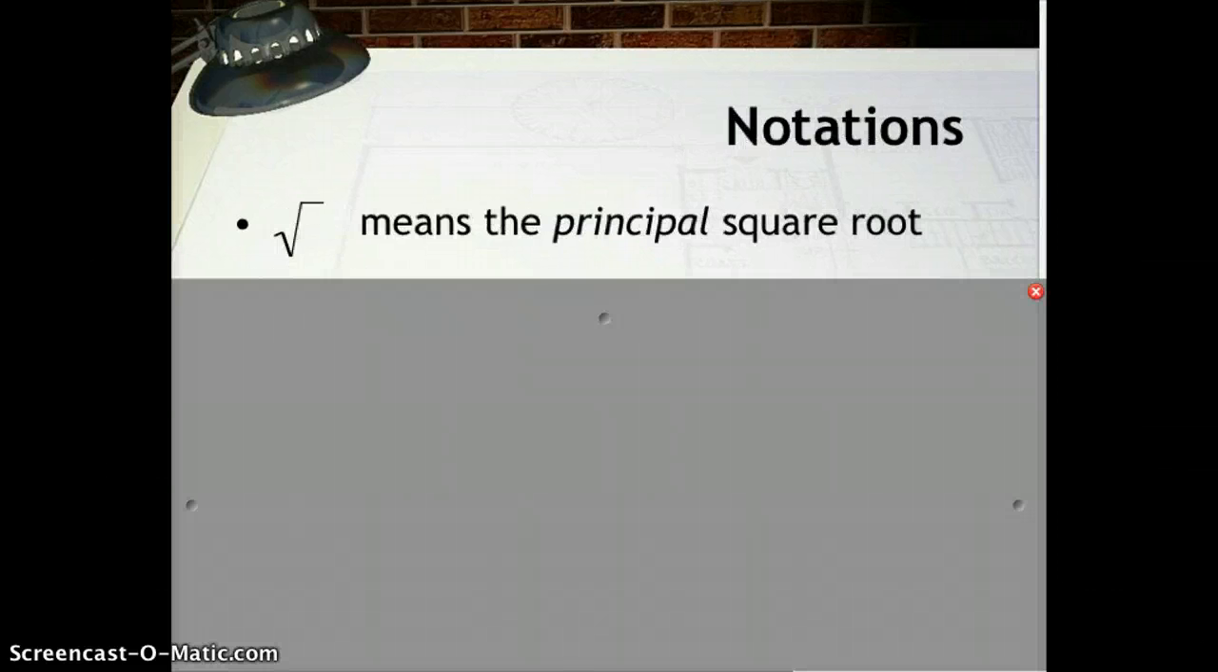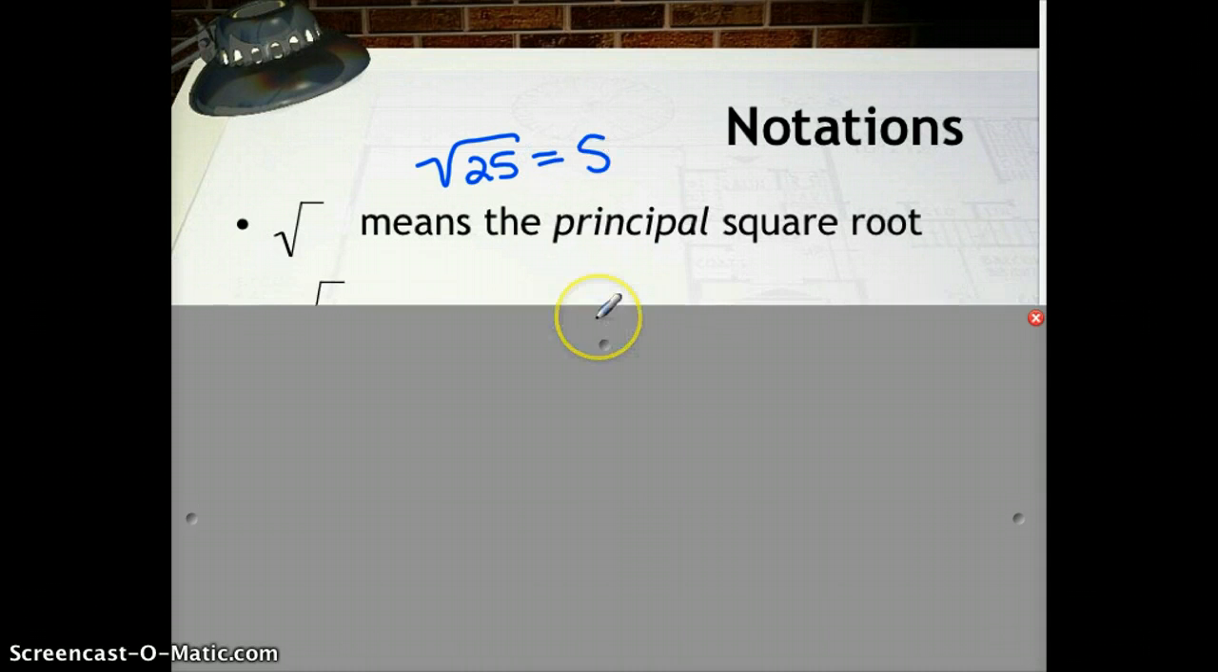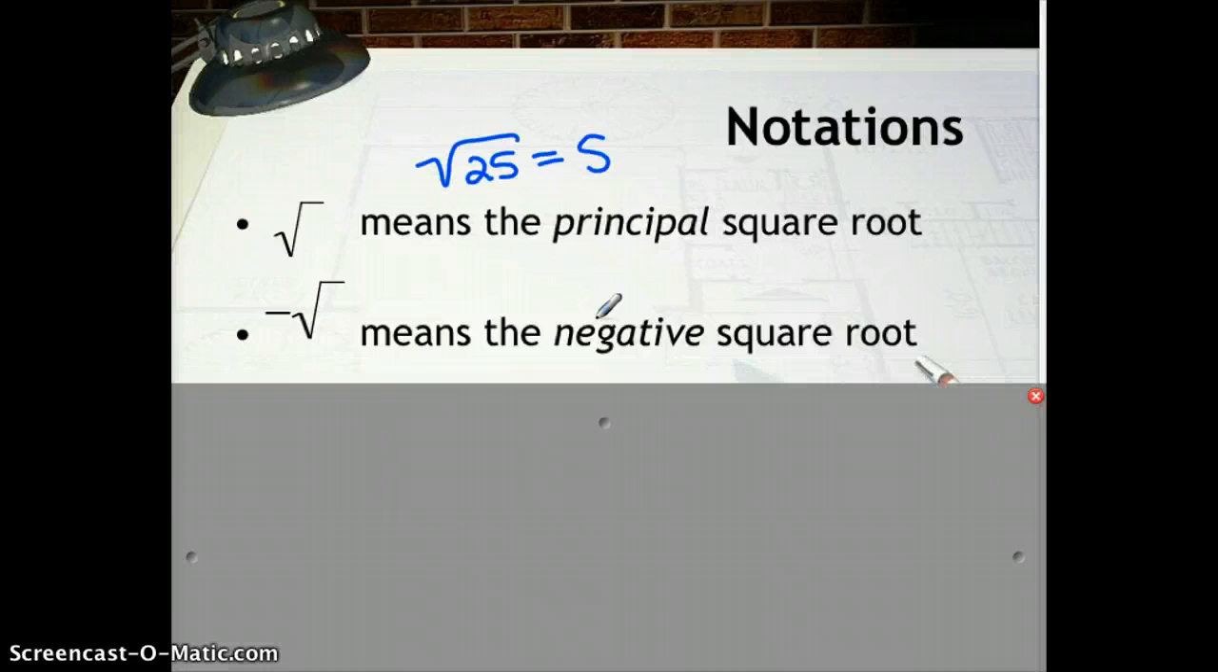Looking at a little bit of notation, if you see this square root symbol that you're pretty familiar with, that means the principal square root. So if I wrote a problem like this, I'm only looking for the principal square root of 25, so you would be right in saying just 5. If I want you to tell me the negative square root, I'm going to put a negative sign in front of it. So the negative square root symbol means the negative square root.